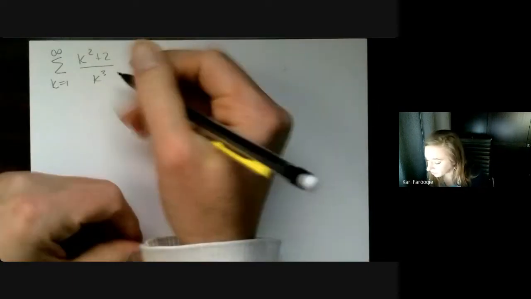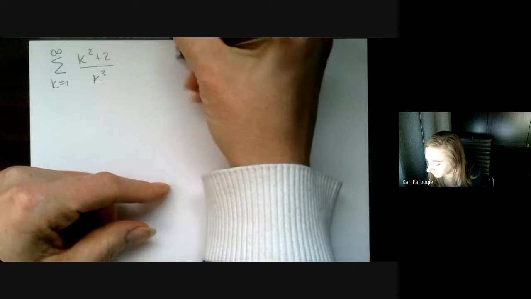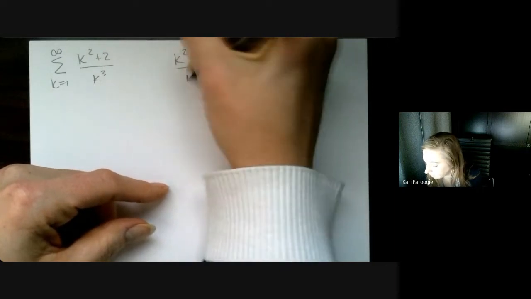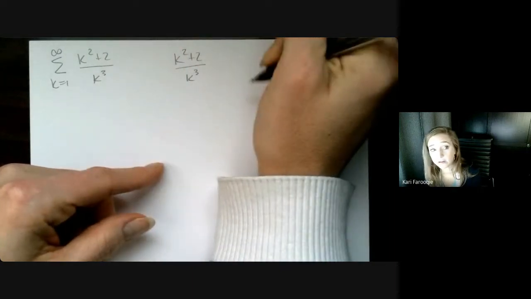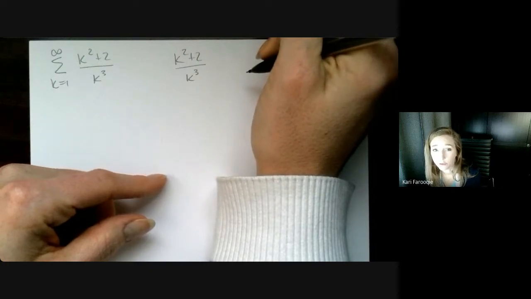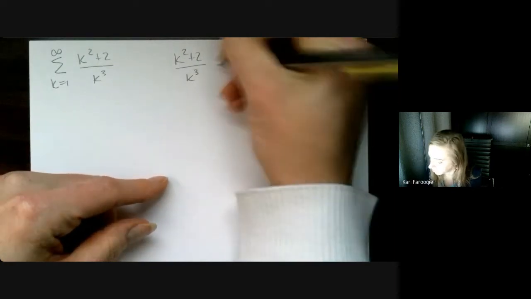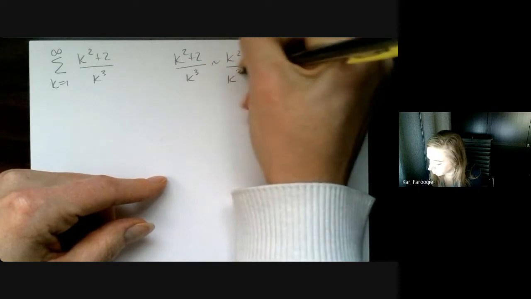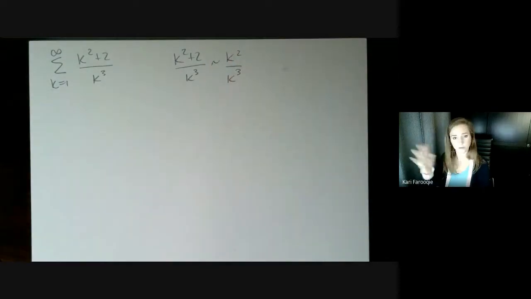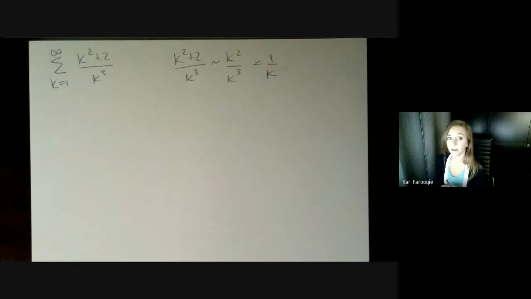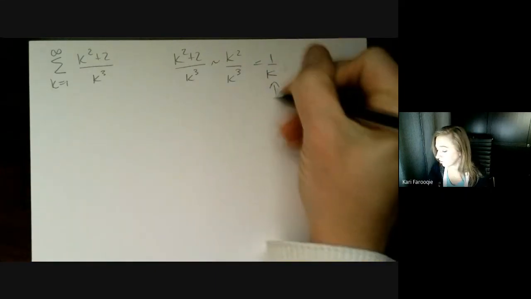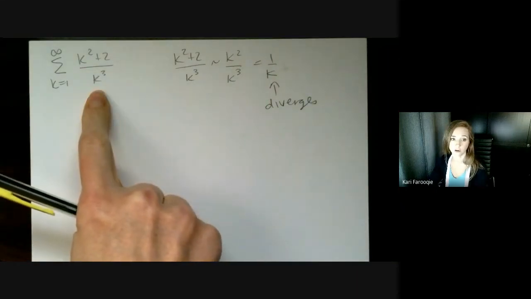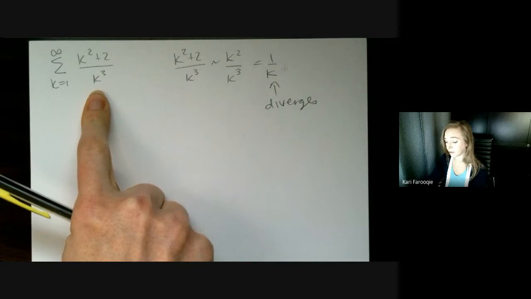Now, you should have some sort of an idea heading into this what you expect to happen. But if I were you, I'd probably go with a comparison that usually works out really well anytime you have polynomial terms in your series. So I would say that this is approximately equal to k squared over k cubed. Lop off any terms that are not the lead term in your polynomial. And then this is 1 over k. Now 1 over k diverges. So we're expecting that this series is going to diverge, but we're going to have to show this by comparison.